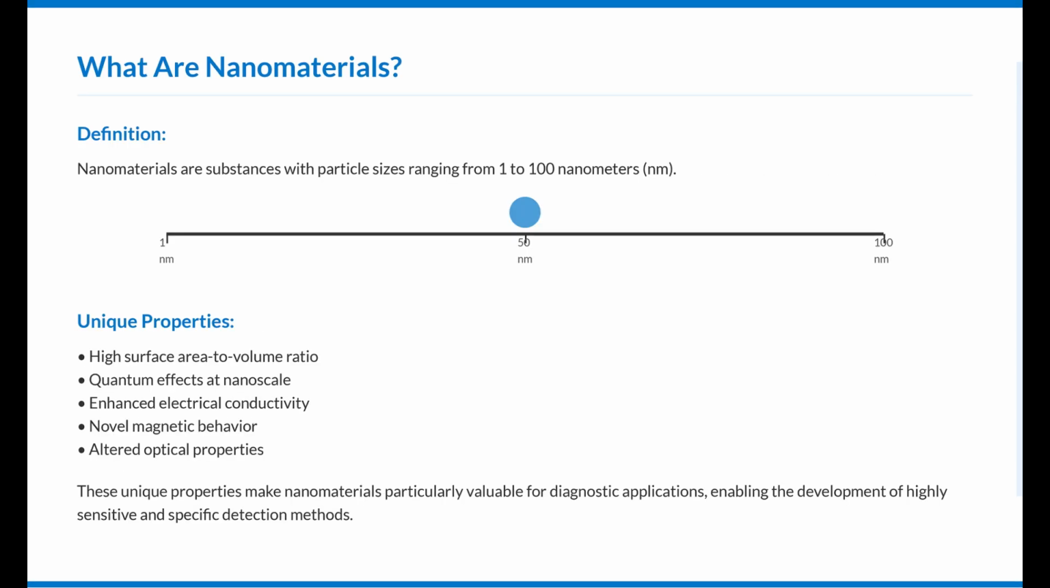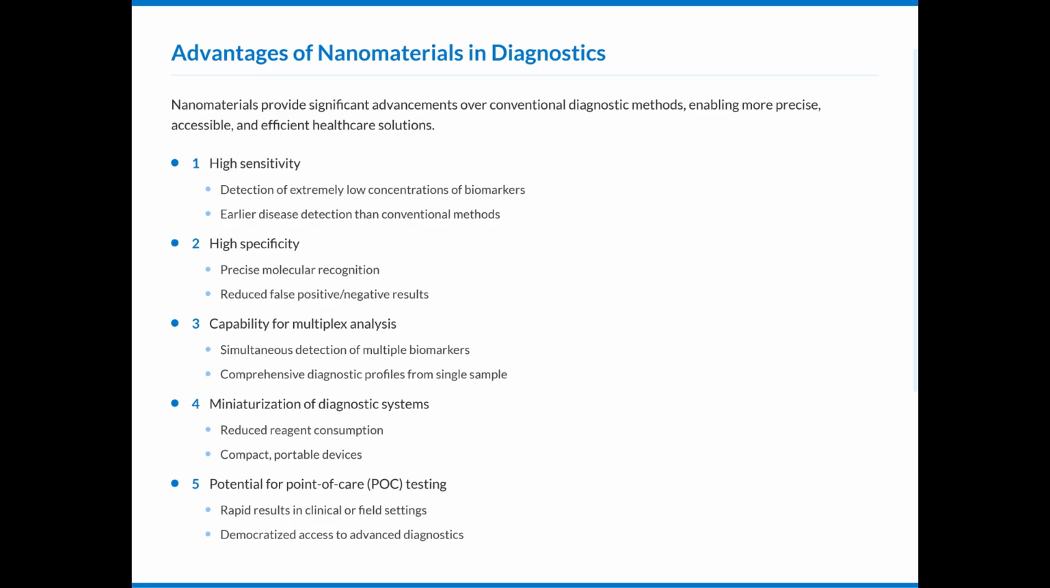What are nanomaterials? Definition: nanomaterials are substances with particle sizes ranging from 1 to 100 nanometers. Unique properties: high surface area to volume ratio, quantum effects at nanoscale, enhanced electrical conductivity, novel magnetic behavior, altered optical properties. These unique properties make nanomaterials particularly valuable for diagnostic applications, enabling the development of highly sensitive and specific detection methods.